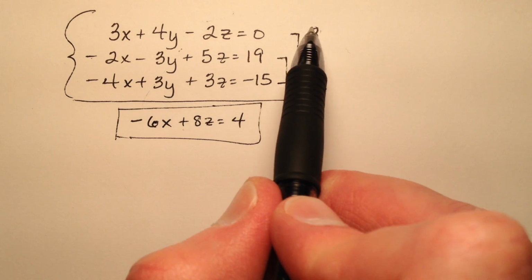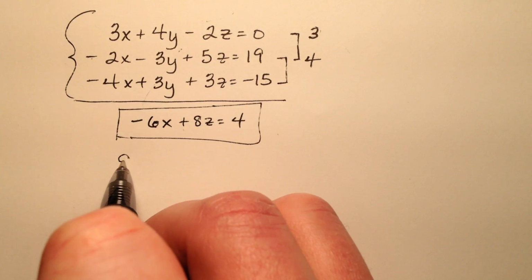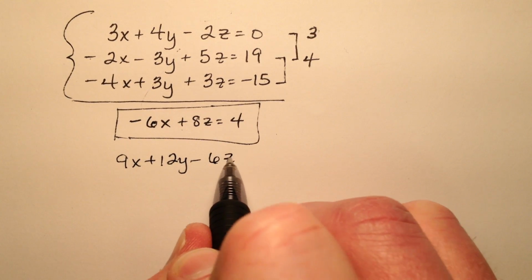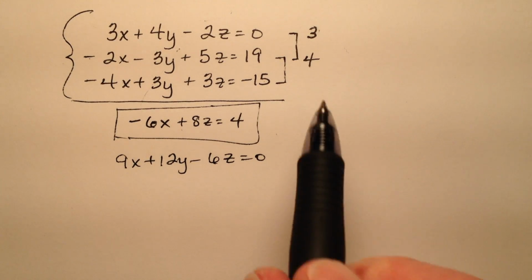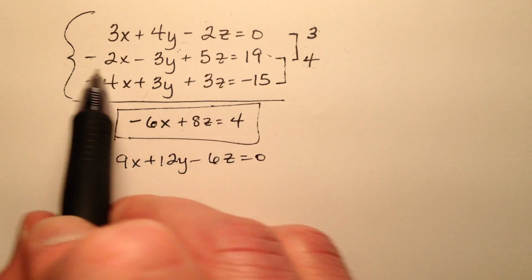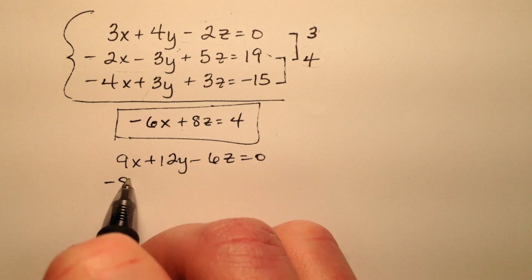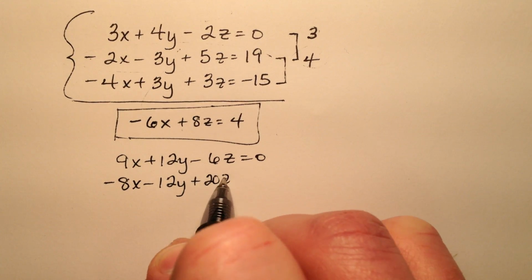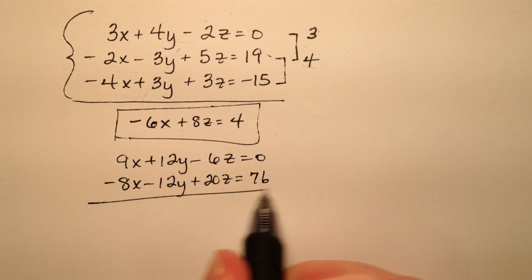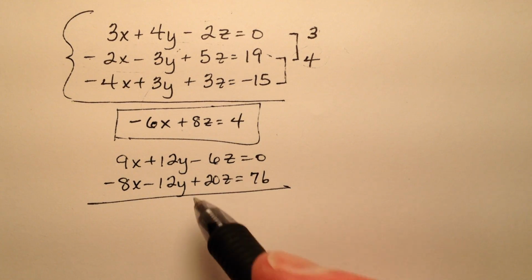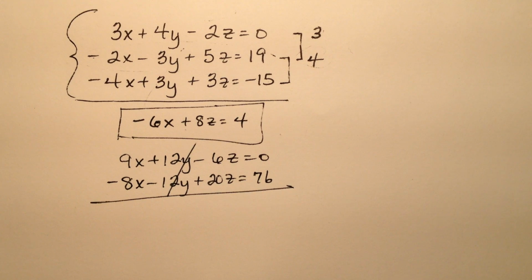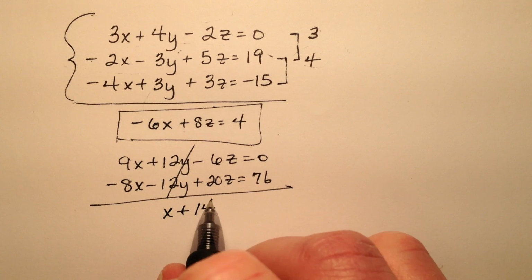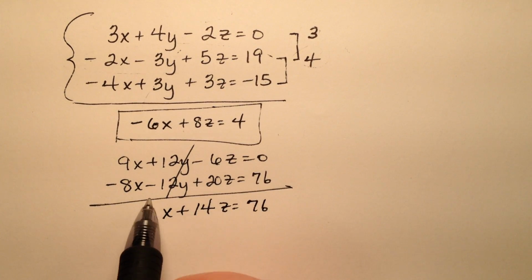Okay, so let's run this 3 through the first equation. So I'll have 9x plus 12y minus 6z equals 0. And when I run this 4 through every term in the second equation, I'll have negative 8x minus 12y plus 20z equals 76. So now when I add these 2 equations together, the y's will cancel, and again that was the point of that. So I'll be left with x plus 14z equals 76.